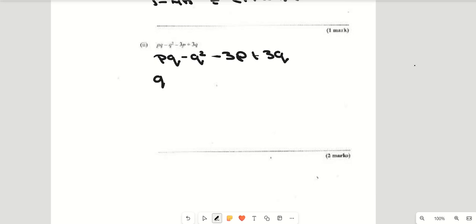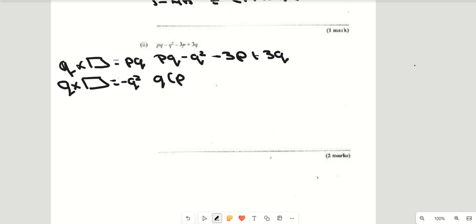So it will be q open bracket p, because remember you ask, q multiplied by what would give you your first term, that's pq? q by p, right? And that's your first term. And then q multiplied by what would give you not just q squared but minus q squared? That would be minus q. That's the first bracket.